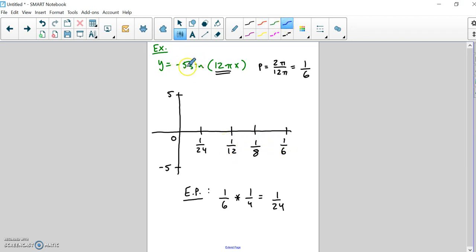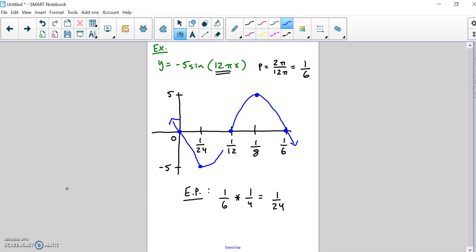Okay, now this is a negative sine curve, so just as we mentioned earlier, sine curves start in the middle, but if it's negative, the first place that we're going to go is down. So we're going to go down to the bottom, back to the middle, up to the top, back to the middle again. We will draw in a curve for the last piece of our graph. Okay, so there's the graph of this function.